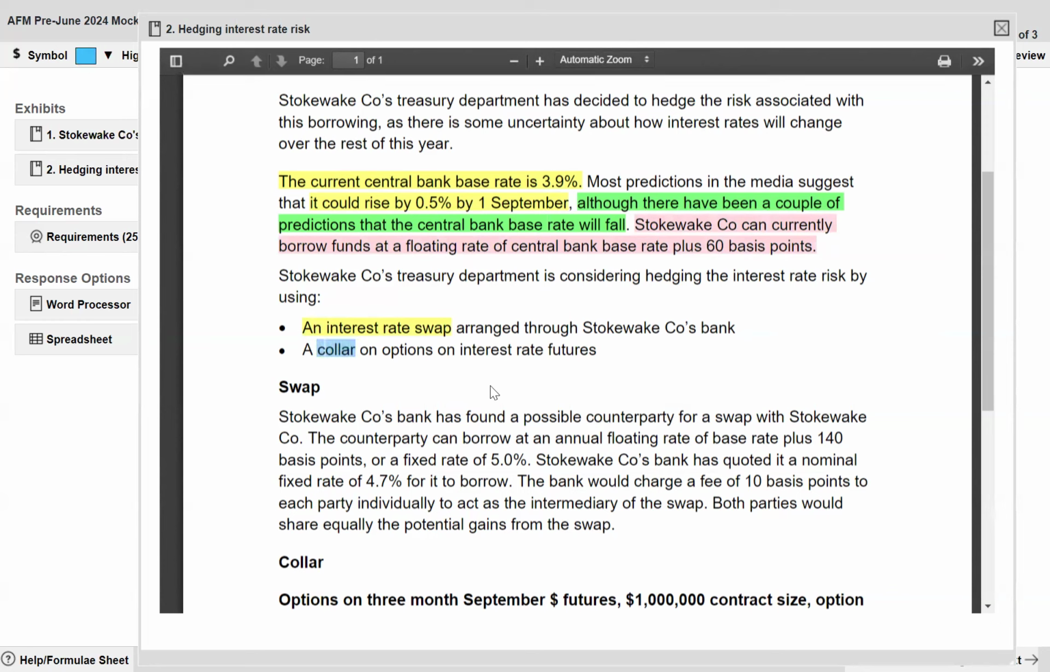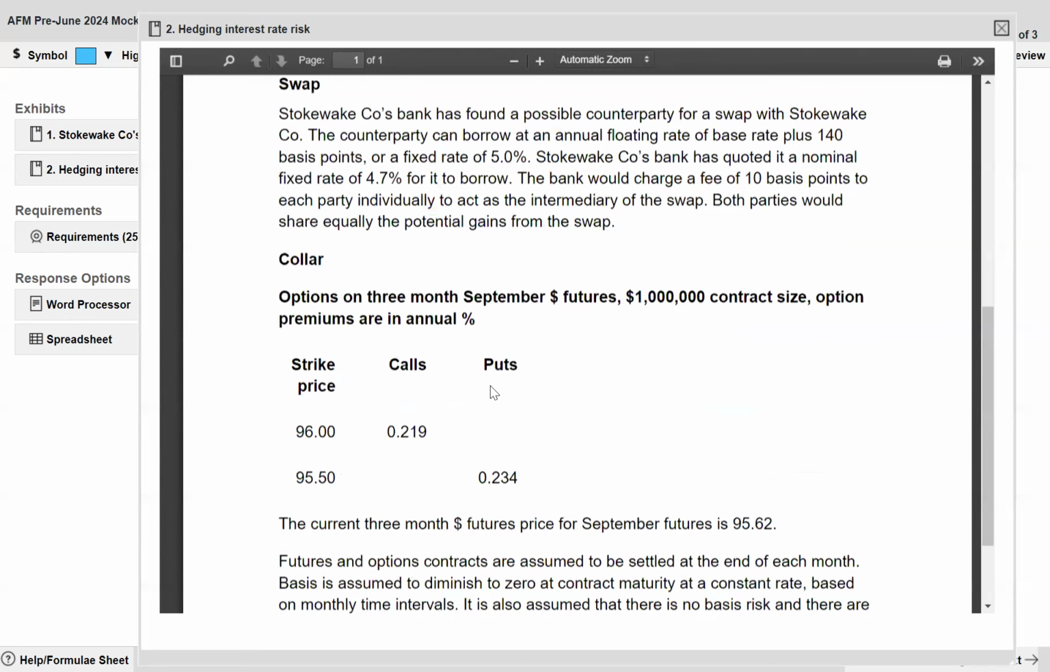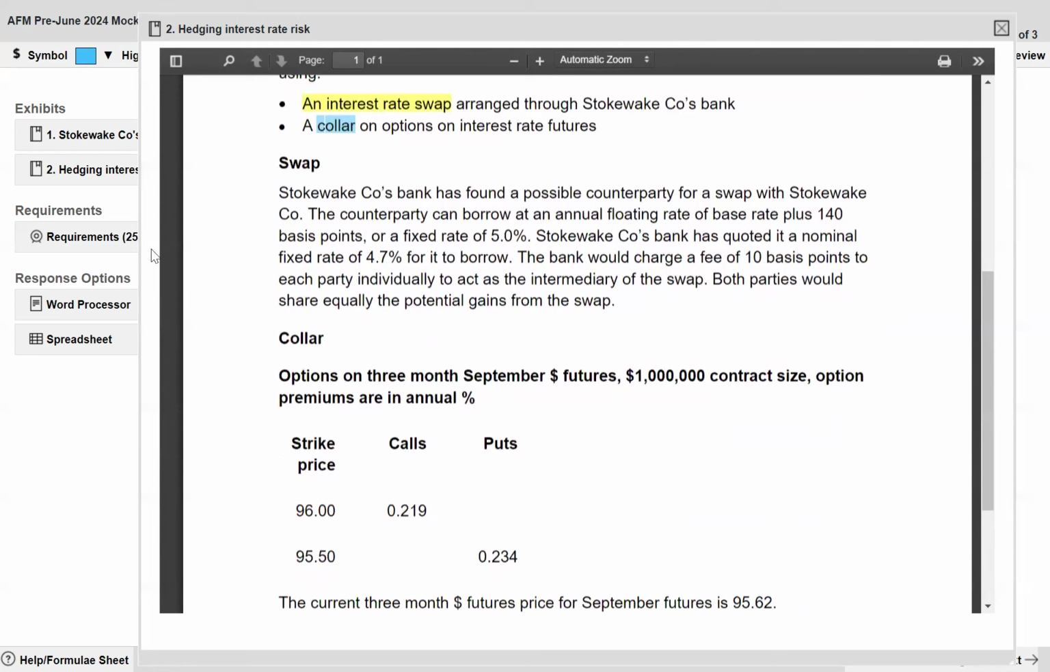Because sometimes when people see the word collar, then they see options, then they see futures, then they get confused. But when they say a collar on options on interest rate futures, it means that you are going to sell and buy at the same time, so that you create a ceiling and a floor. That's how you get a collar. The reason we do that is to reduce the premium that is paid. We shall see how that works.